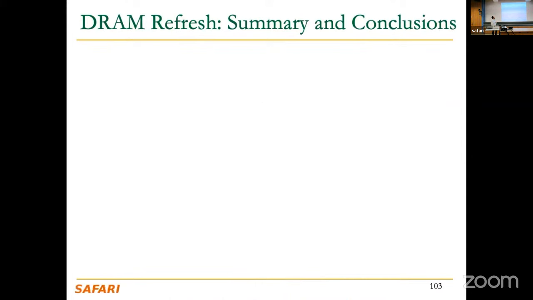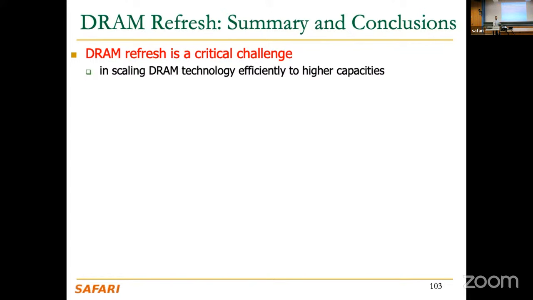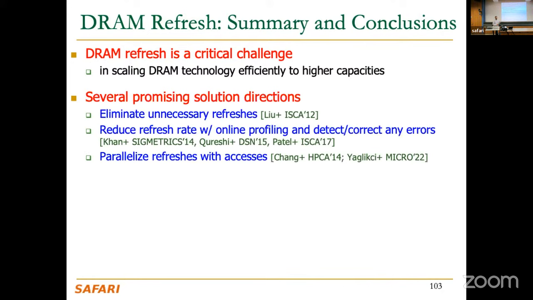And let's summarize the DRAM refresh. DRAM refresh is a critical challenge because of the leaky DRAM cells. When we try scaling the DRAM capacity, we need to refresh more rows. And it costs a lot of time and a lot of energy. So it's not something cheap. And we have several promising solution directions. We have ways of eliminating unnecessary refreshes. We have ways of reducing the refresh rate with online profiling and detecting or correcting any errors.